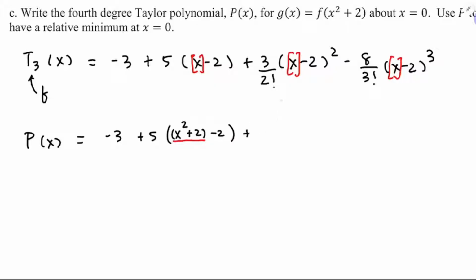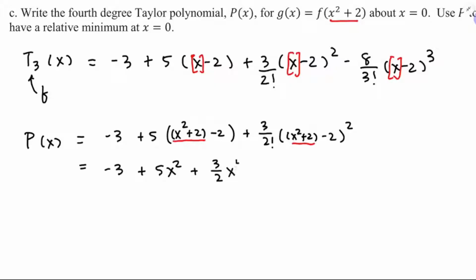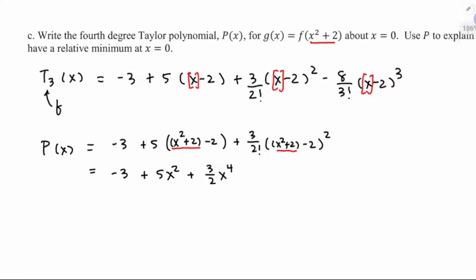Okay, now if I'm going for a fourth degree polynomial, I'm only going to need this. So that would be an x squared plus 2 minus 2 squared. That's going to be a fourth degree polynomial. Again, I plugged in x squared plus 2 where I had seen x because of that composition of functions right there. And now I'm going to simplify some stuff, and that's going to be negative 3 plus 5x squared plus 3 halves times x squared squared would be x to the 4. This is really nice.